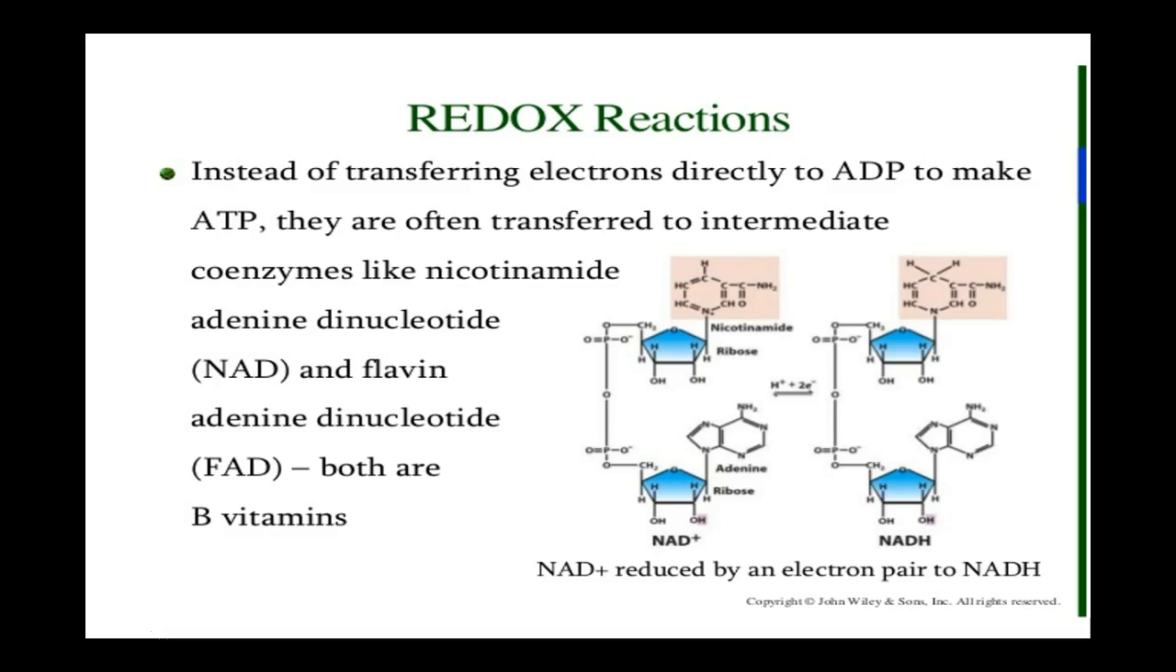Nicotinamide adenine dinucleotide, NAD for short. So from here on out, it'll be NAD. And on everything you see from me that would be testable, you're probably going to see NAD. And then flavin adenine dinucleotide, FAD. They're both forms of B vitamins.